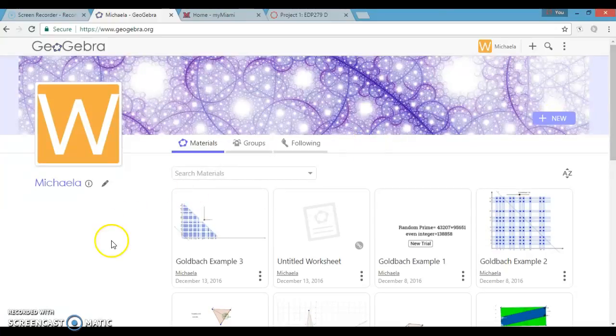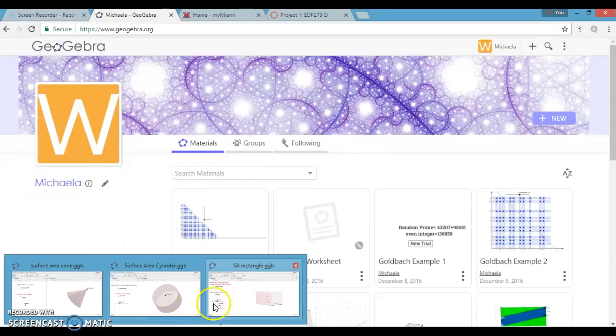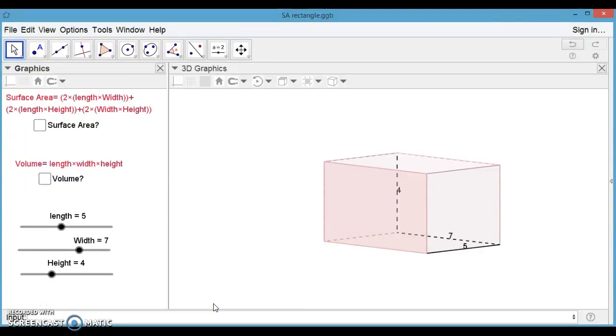So that's GeoGebra, and that is my project. So there you have it. Thanks.